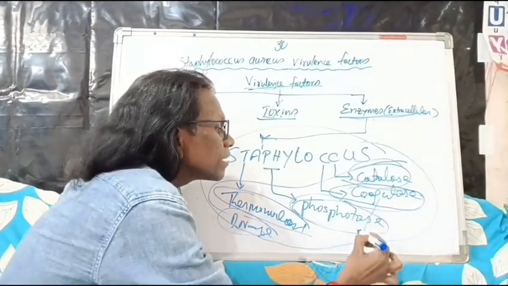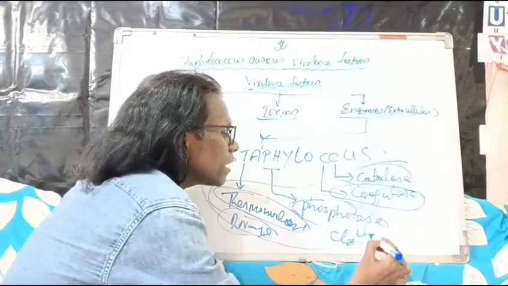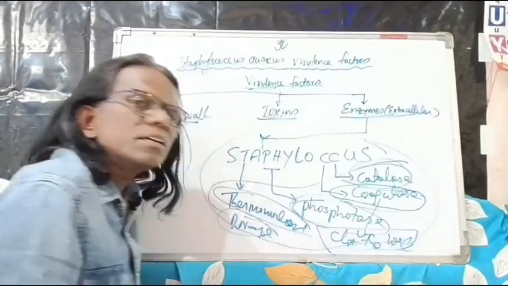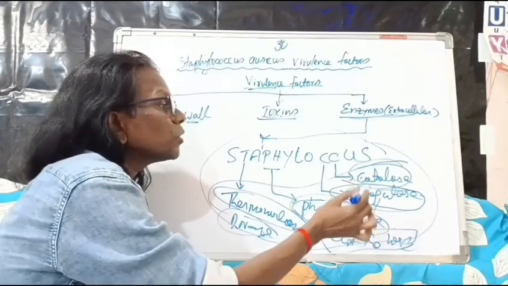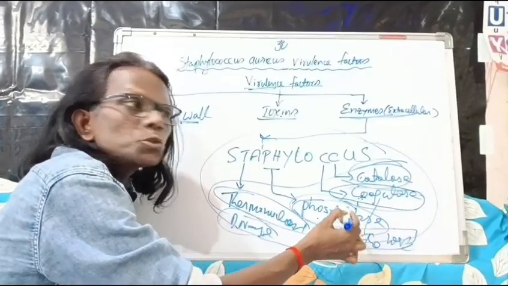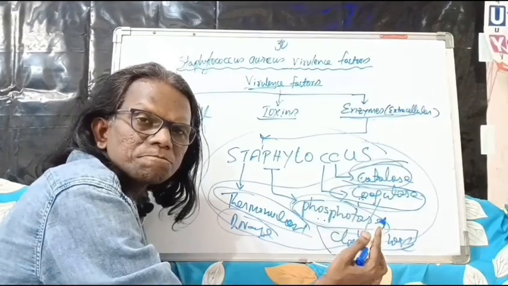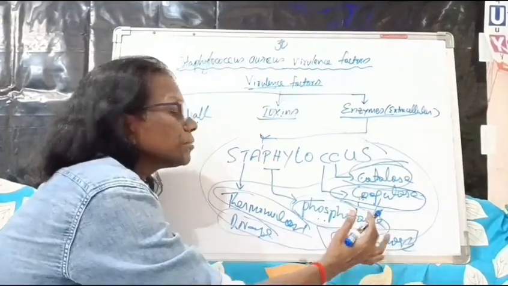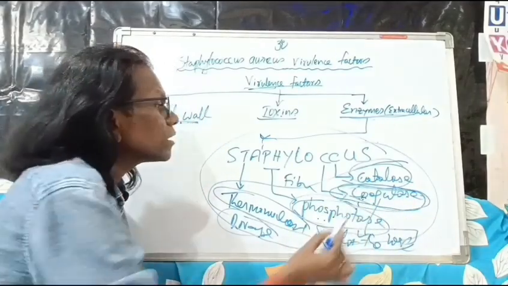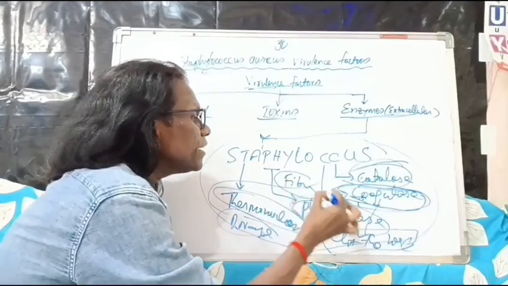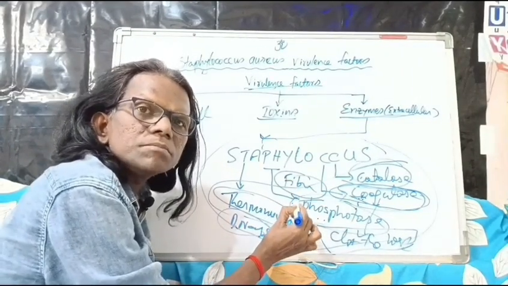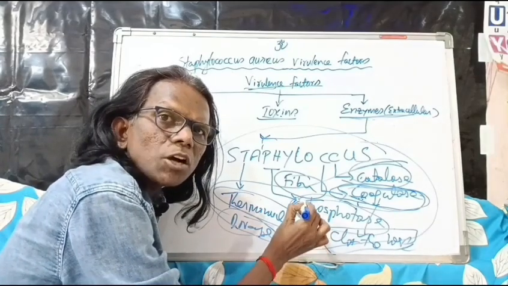Why? Because it will clot the blood. It will clot the host blood, because the coagulase enzyme activates prothrombin. This prothrombin acts to convert the fibrinogen into fibrin. Then clotting of blood will occur. So the coagulase enzyme will clot the blood. These fibrin clots will protect the Staphylococcus aureus organism from phagocytosis by the host.